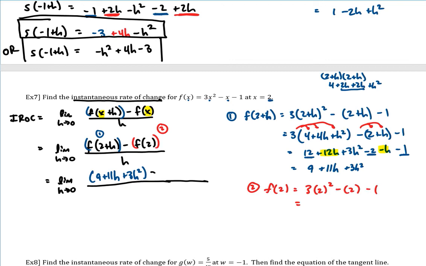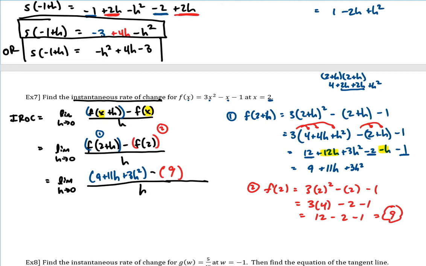Now this one's a little easier to simplify. We have 3 times 4 minus 2 minus 1. It looks like we would have 12 minus 2 minus 1. So 12 minus 2 is 10, minus 1 is 9. Okay, so this in the red is just minus 9. And it could help to keep the parentheses in case there's more than 1 term. Okay, and then it's still divided by h.